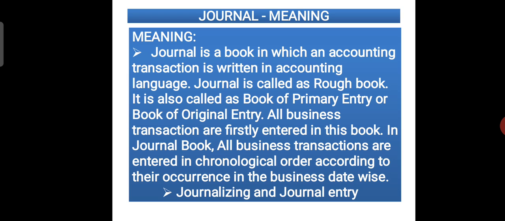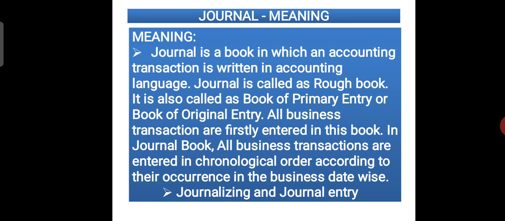Journal is a book. The process which we follow to record the business transaction in this book is called journalizing. What is journal entry? Journal entry means nothing but whatever the entry we made in this book is called a journal entry. Hope children you understood. And here let me ask you a few questions.